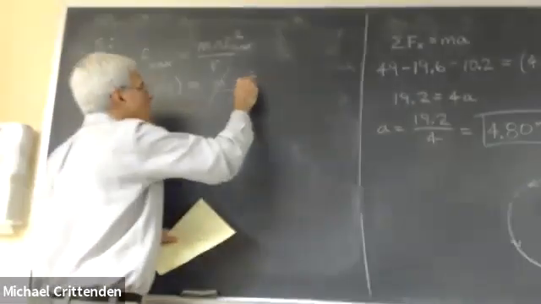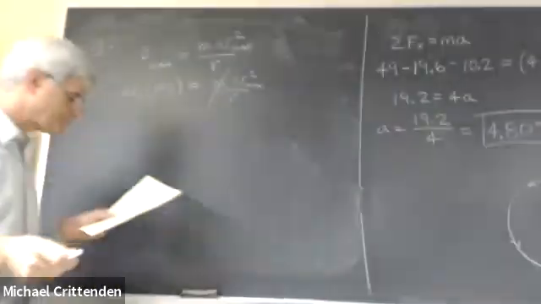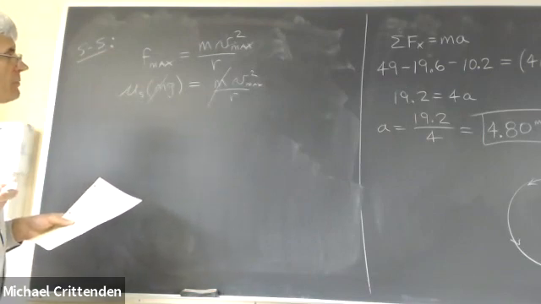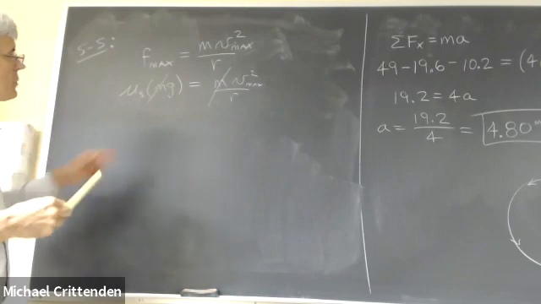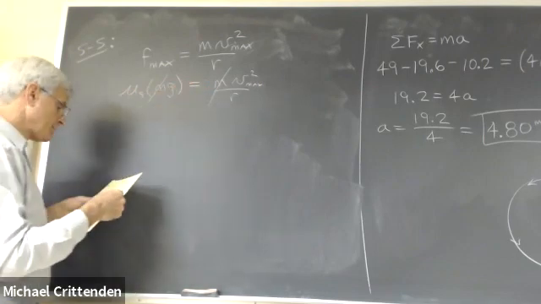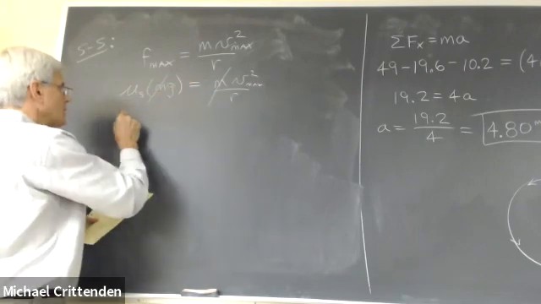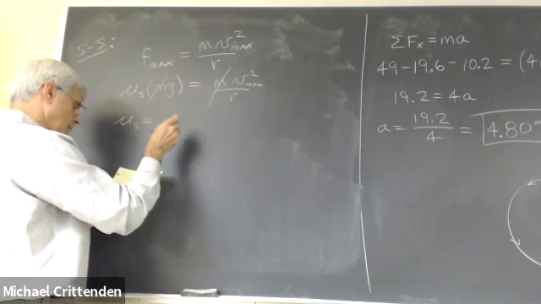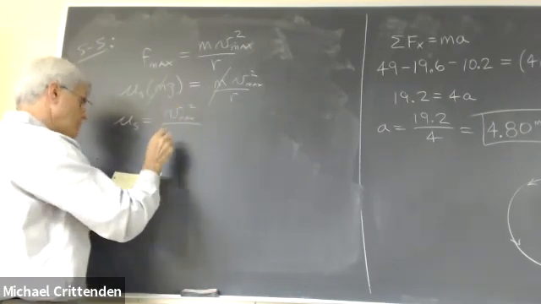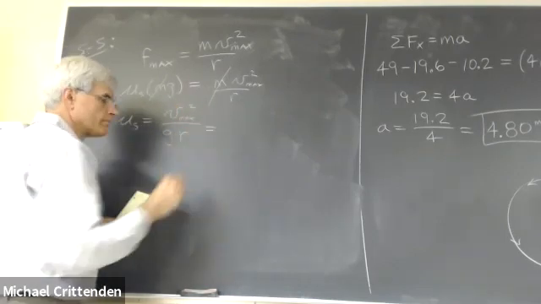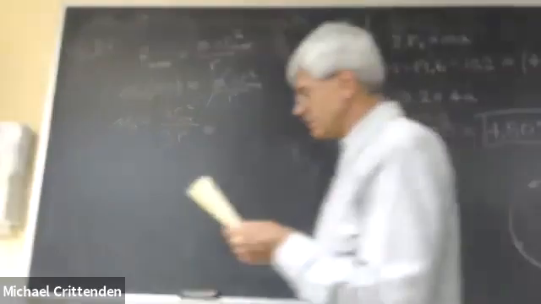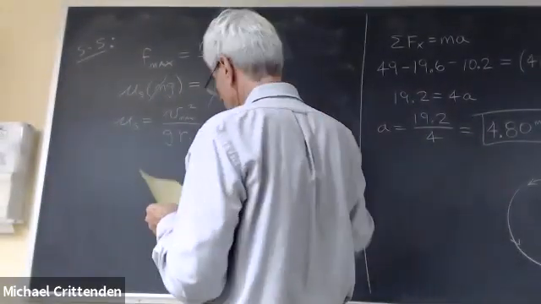Oh, v max. The other one asked for the maximum speed. This one asks for the coefficient of friction. So you're going to solve it for mu instead of for v. And then stick in the numbers.